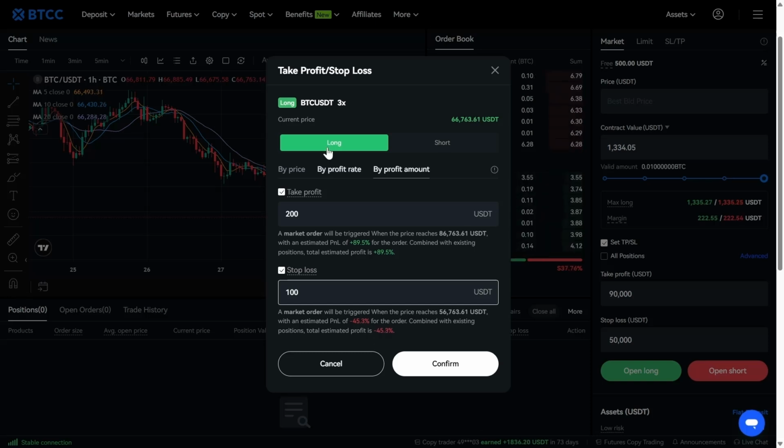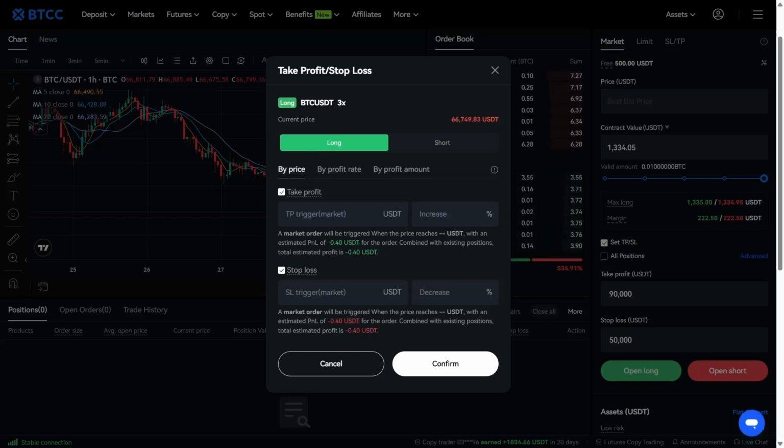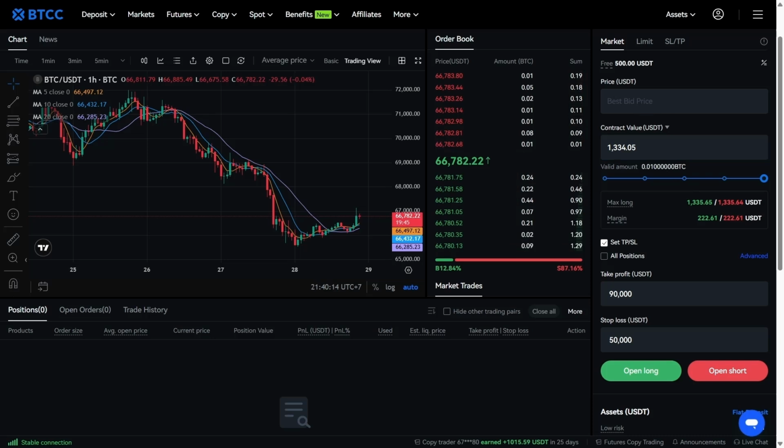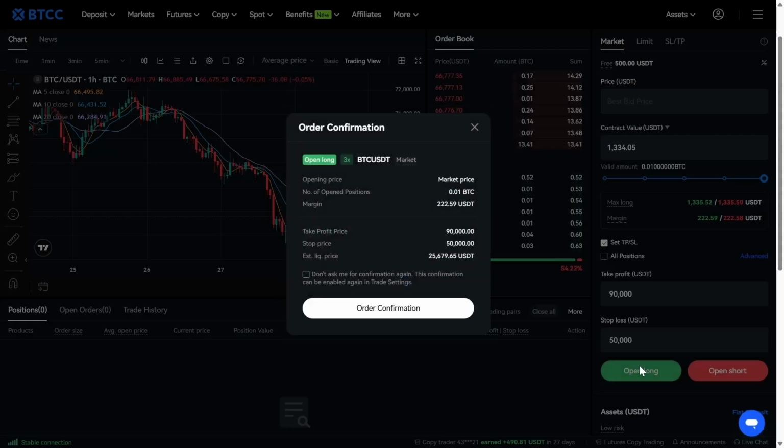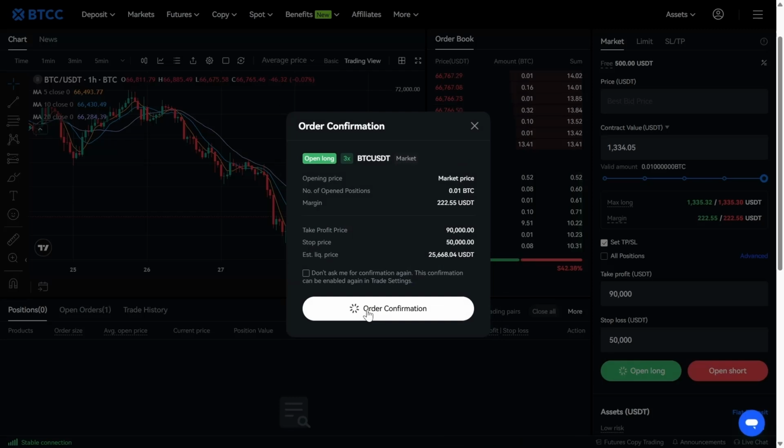Let's just keep things simple. So let's keep it by price. Let's put what we had before, so 90,000 and 50,000. We can confirm this. So now with our 3x BTC long, we also are adding our take profit and stop loss orders. We can then open our long position and confirm the order.